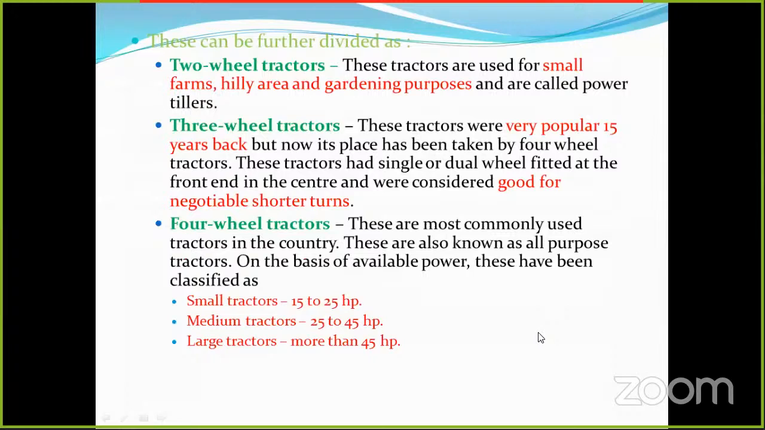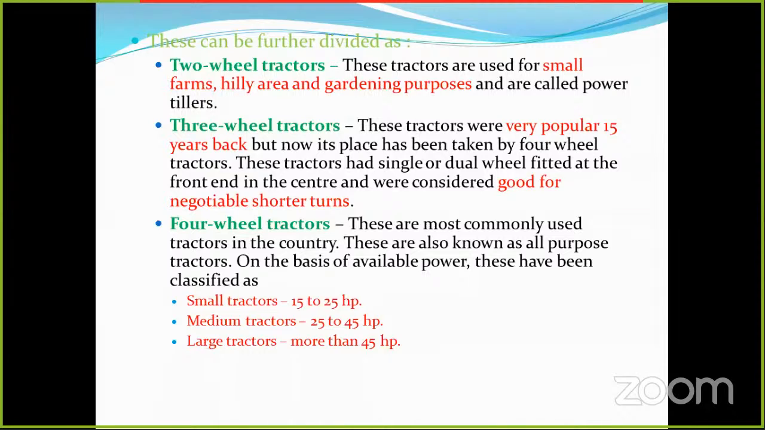Okay, next, as I already told, general purpose tractors are divided into three types. Those are two-wheel tractors, which are used for gardening purposes, nothing but power tillers. Okay, three-wheel tractors.